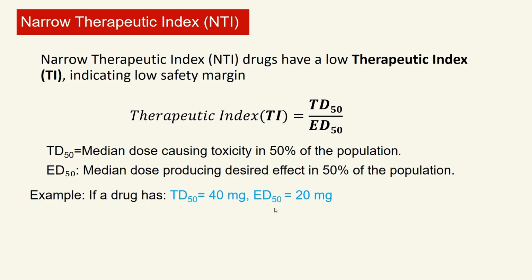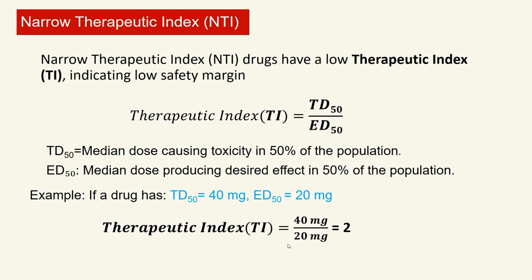Let's take an example. If a drug has a TD50, the toxic dose, of 40 milligrams and an effective dose of 20 milligrams, then 40 divided by 20 gives you 2. That means, according to the FDA, drugs with a low therapeutic index, meaning a low safety margin, of less than 2 are considered narrow therapeutic index drugs.